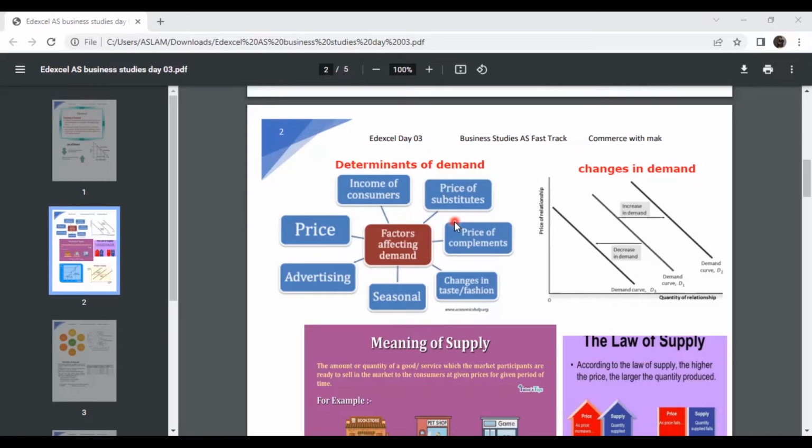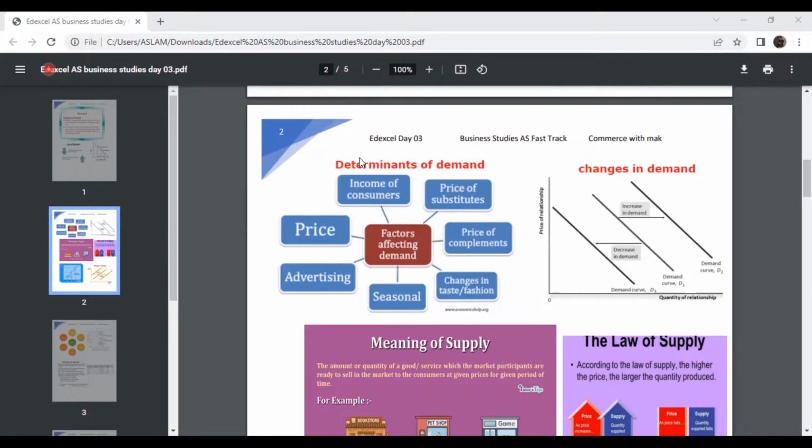Now you can see here, the first factor affecting demand is known as income of consumers. So when income increases for a customer, the purchase of a product will also increase. That's what we say, income of consumers. And then if you see the second one, we have price of substitute. So when the price of one product is increasing, people can always go to an alternative. That is what we say as price of substitute.